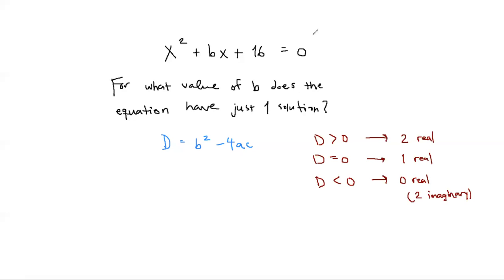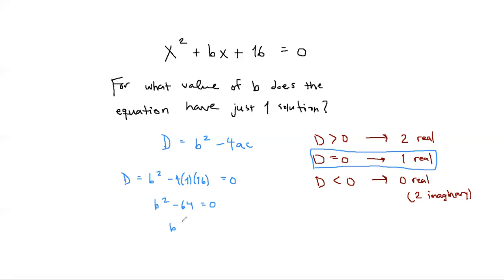If we calculate the value of the discriminant for this question, we get d equals b squared minus 4 times 1 times 16. And we want this to be equal to 0, since the question is asking for one real solution. Solving for b then, we get b squared minus 64 equals 0, or b squared equals 64.